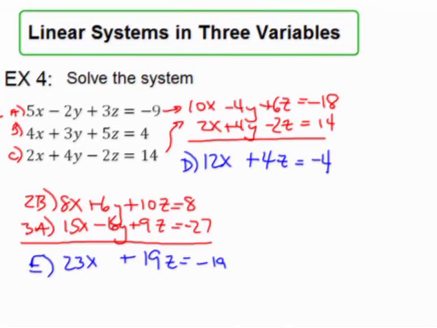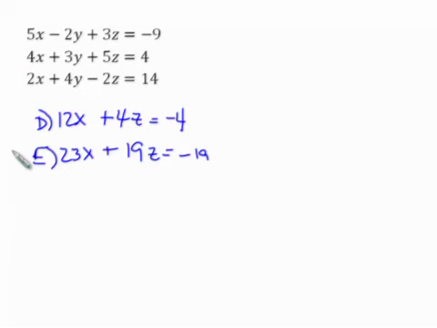So now we have two equations, D and E, with the same two variables, x and z. So I'll start a new page and move them over here. Here's D and E. We keep our original three equations with three variables because we'll have to come back and use them. So two equations, two unknowns.